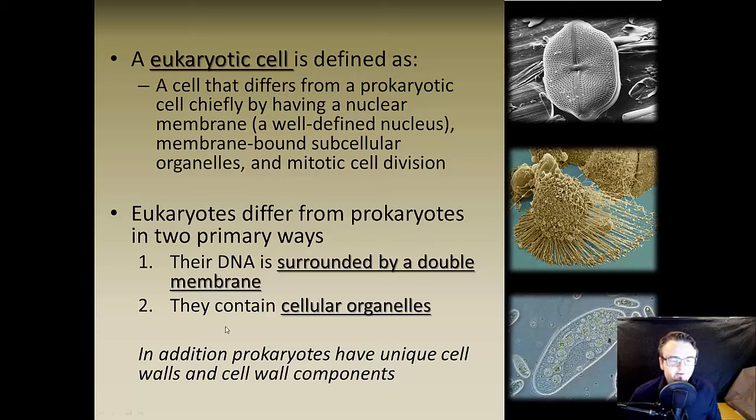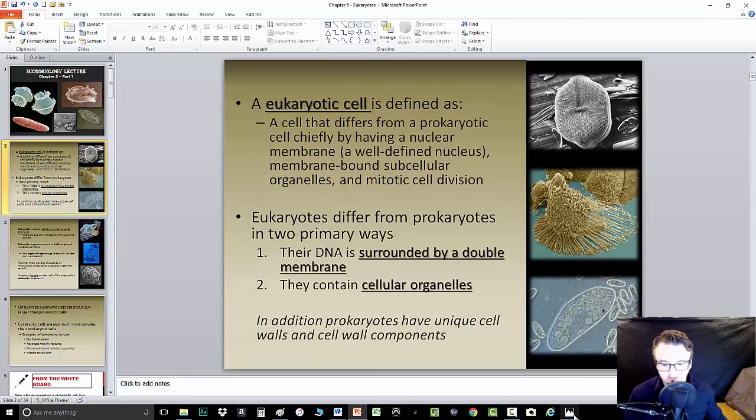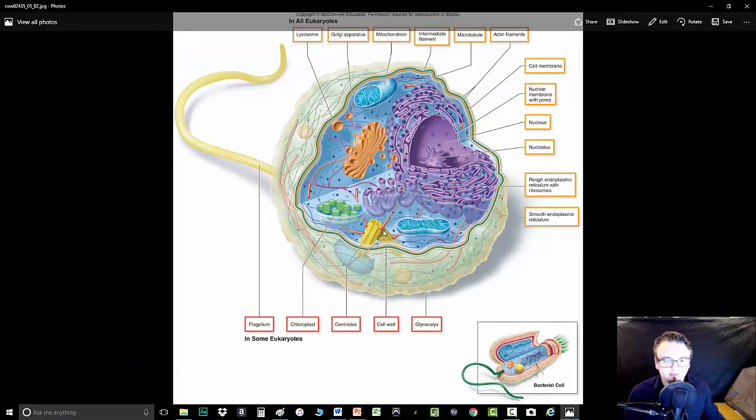The other big difference is similar but slightly different, and that is that they contain cellular organelles. And cell organelles are a lot like the nucleus, but they are categorized separately. But some examples here include the Golgi apparatus, we'll talk about that, the mitochondria, we'll talk about that, and the endoplasmic reticulum, both rough and smooth, shown here in this area.